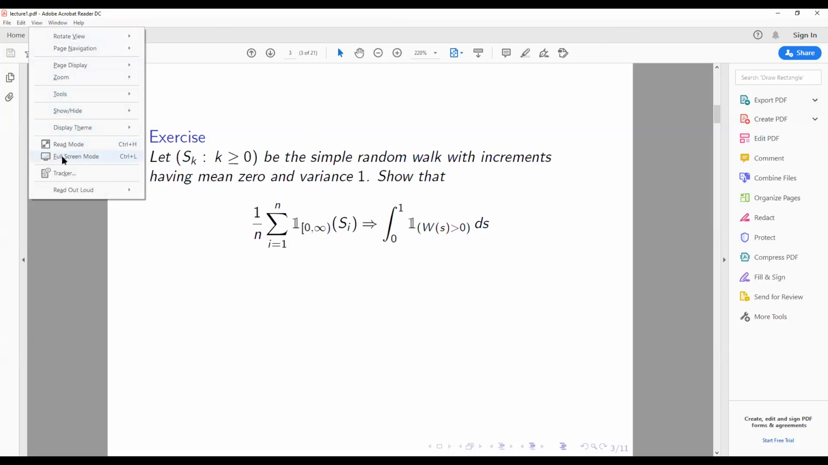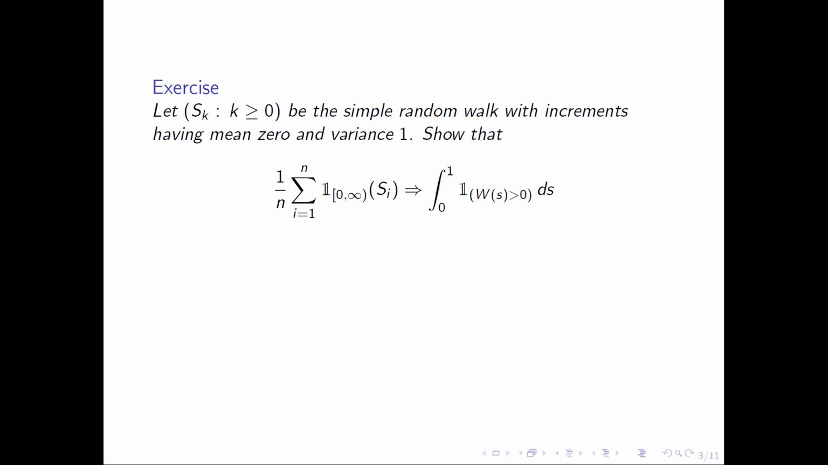So what we are going to do is, let me put this in full screen mode. We are trying to look into the simple random walk, which has IID increments and has mean 0 and variance 1. And we are looking at the number of points which are positive, and we divide it by n. Then let us consider the simple case that it is a simple symmetric random walk taking plus minus 1 values. We want to show that they converge weakly to the integral over 0 to 1 of the Brownian motion, the points where the Brownian motion is positive.